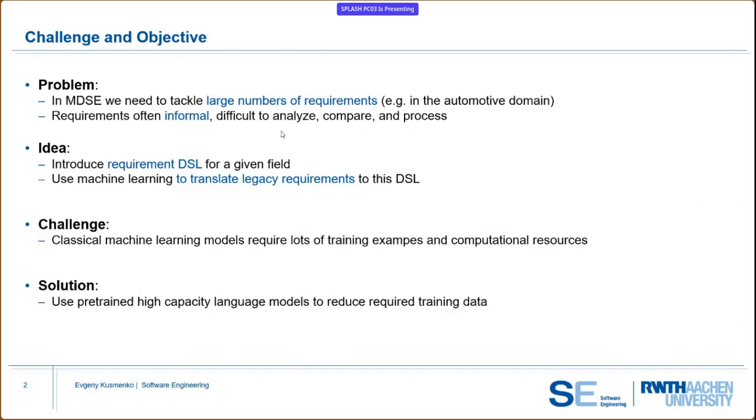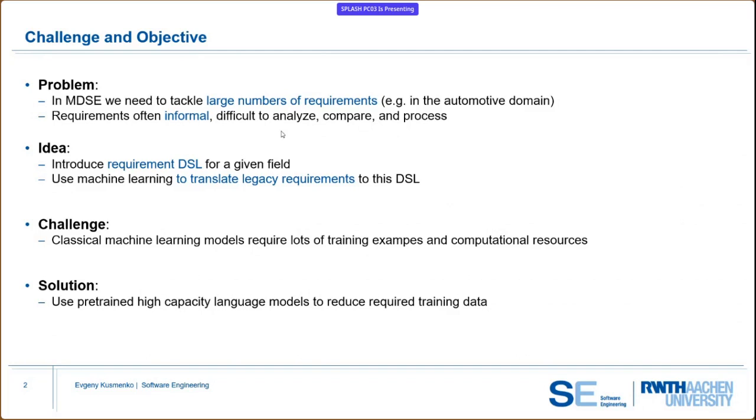So in our case, we would like to introduce a DSL to formalize requirements, which are at this point mostly formulated as informal text by the requirements engineers. And the idea which is new here in this work is to use machine learning in order to translate the old informal requirements to this new formal notation.